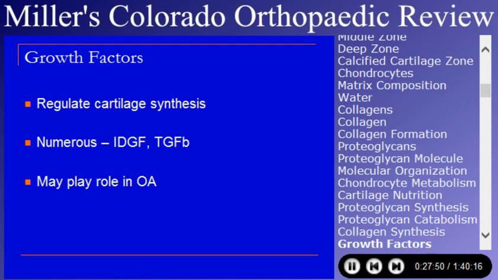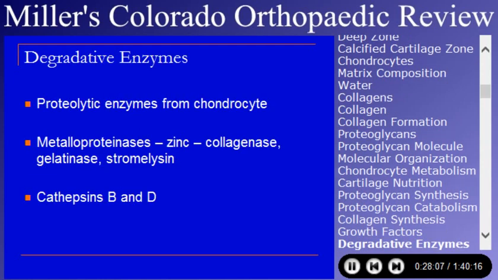Growth factors are popular. Lot we don't know. We're in the infancy of using them clinically. They regulate cartilage synthesis. There are a lot of different types of growth factors, and they may play a role in primary osteoarthritis. Degradative enzymes are numerous, and that is in part how the cartilage gets broken down. Proteolytic enzymes are formed by the chondrocyte. Common proteolytic enzymes are the metalloproteinases, and the metal that they have in common is zinc, which again is something that is liked.